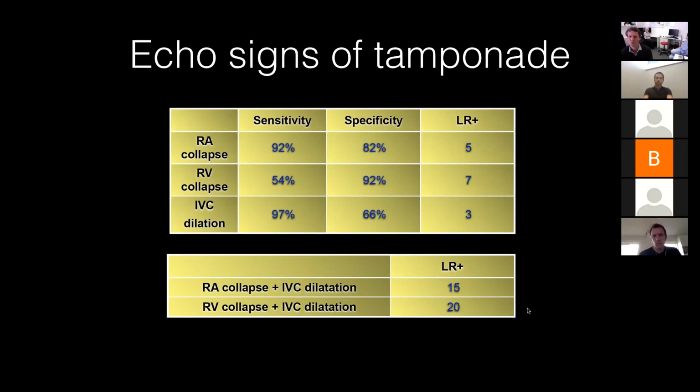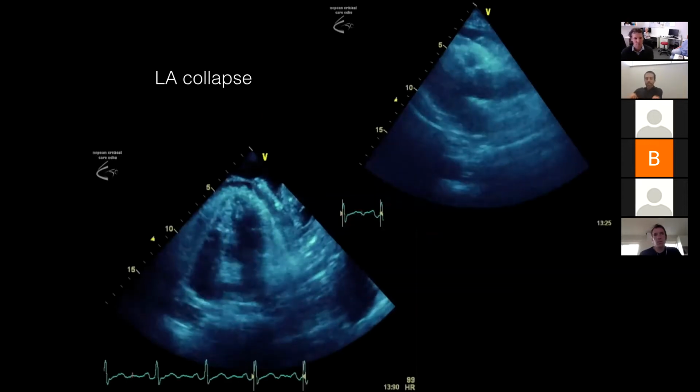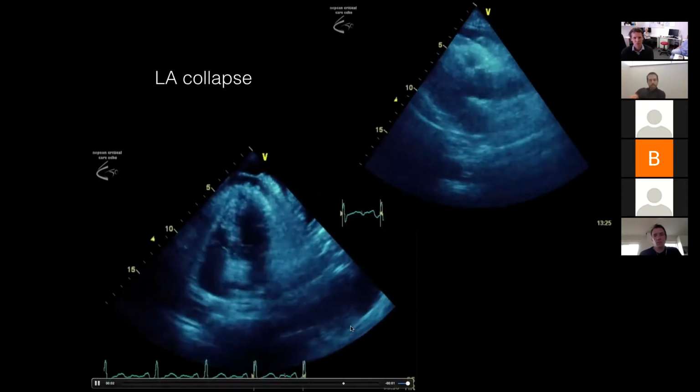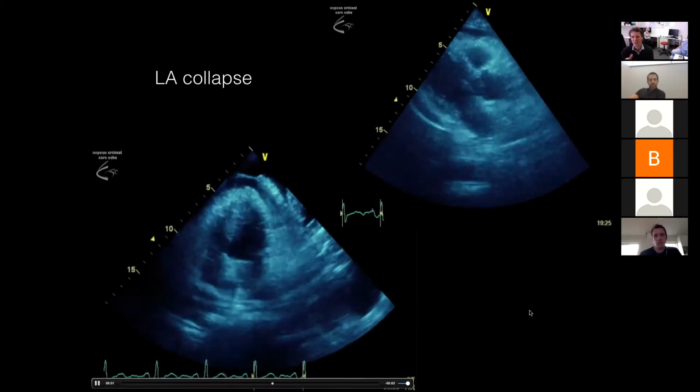Does that answer the question, Swapnil? Yes, absolutely. And if there is RV collapse and RA collapse but no IVC dilatation, you won't drain the effusion? I would give them fluid to try and buy me time to go and get the kit. I think that's my take-home point. I'll show you what I mean by that. Can I come back to that in a second? Yeah, sure, sorry.